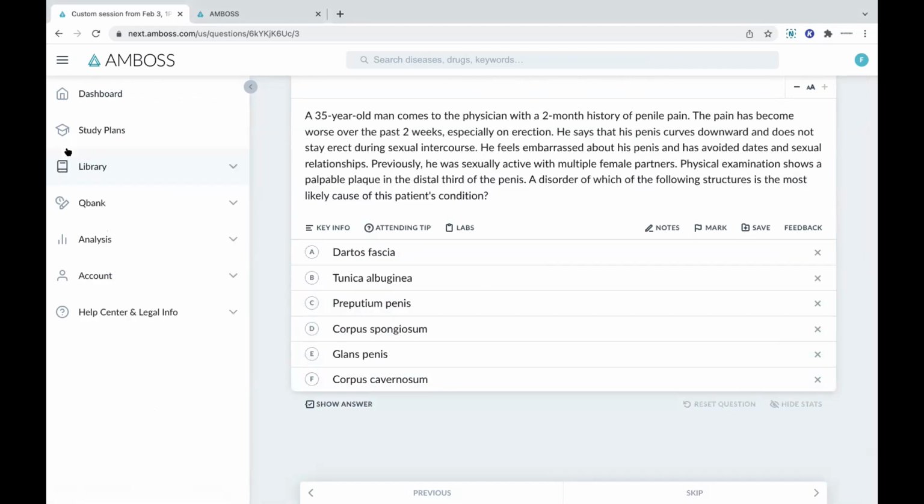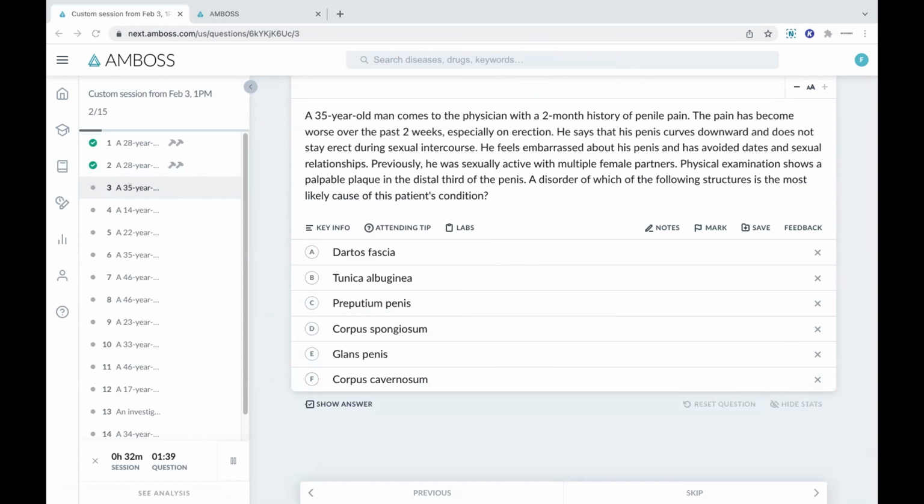A disorder of which of the following structures is most likely the patient's condition? 35-year-old man, penile pain, especially on erection. Penis curves downwards and does not erect. He feels embarrassed. He was sexually active with multiple female partners with a palpable plaque. So this is Peyronie's disease, right? In Peyronie's disease, where do we get the fibrous plaque? We get the fibrous plaque in.